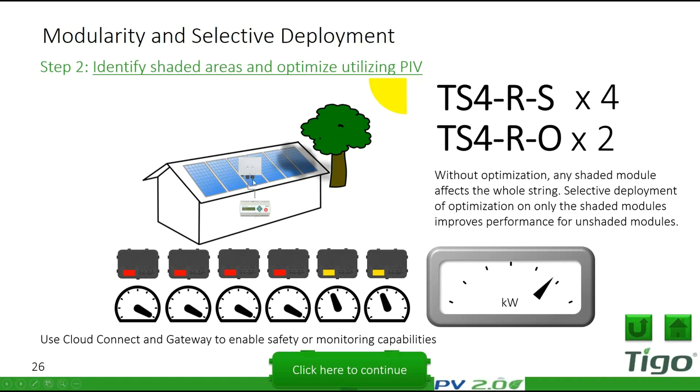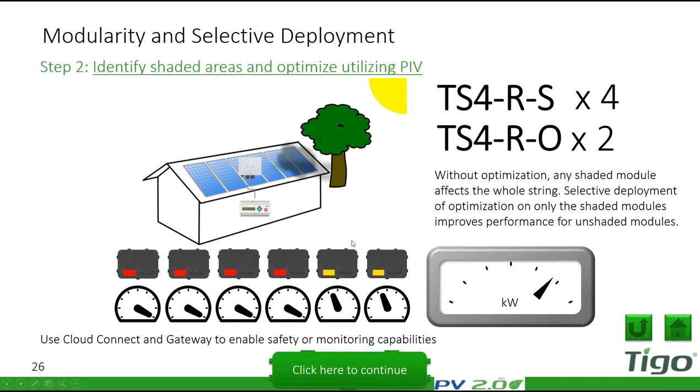Since I need safety, I need to be able to communicate to the panels that they need to shut down, and afterwards, I want to be able to communicate, hey, please turn on. That's why I need the communication accessories, and that's what you see here. That's the gateway and our Cloud Connect, which we'll talk about shortly.